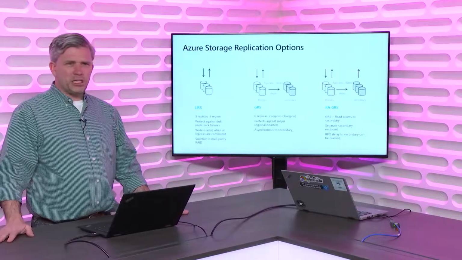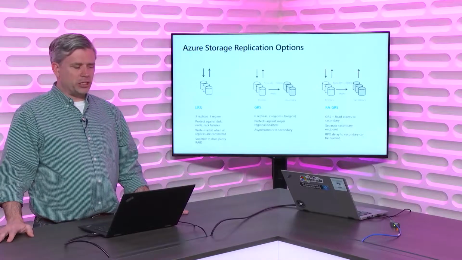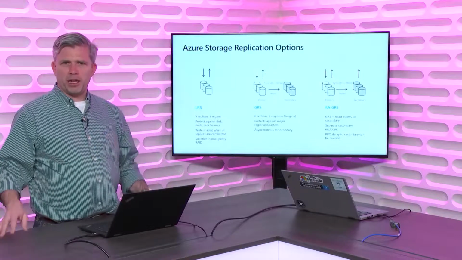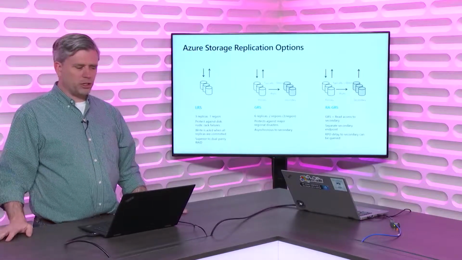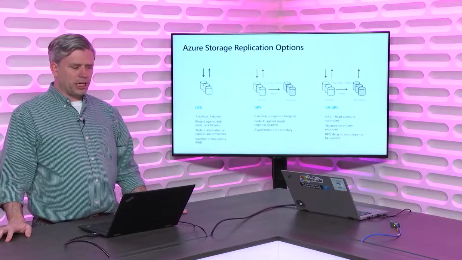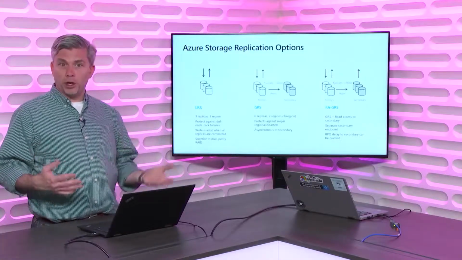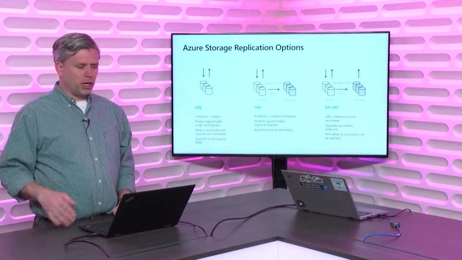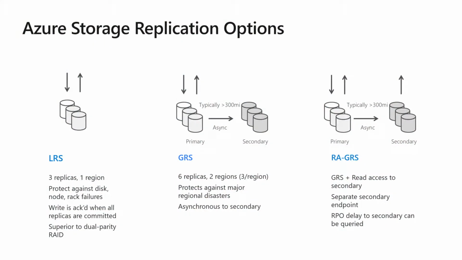So the first is LRS. This stands for locally redundant storage. This means that when you store data in Azure Storage, we make 3 copies of your data on 3 different disks, on 3 different servers across 3 different fault domains, which protects you against a disk failure or a node failure or even a rack failure. And we make sure we write those 3 copies before we acknowledge your write, so you know your data is stored and it's highly available. This provides a highly available write replication, superior to dual parity RAID. This happens synchronously and it happens before we return.